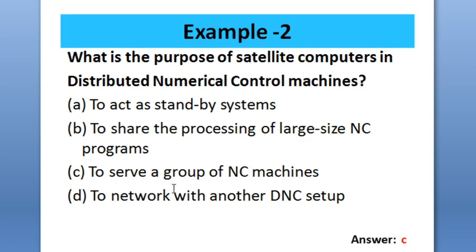It serves a group of NC machines. In a DNC setup, a computer controls the group of NC machines. Therefore, the answer is C.